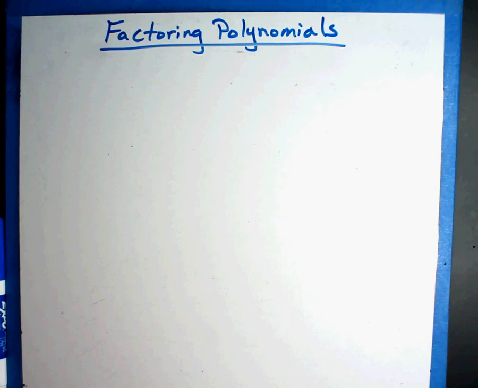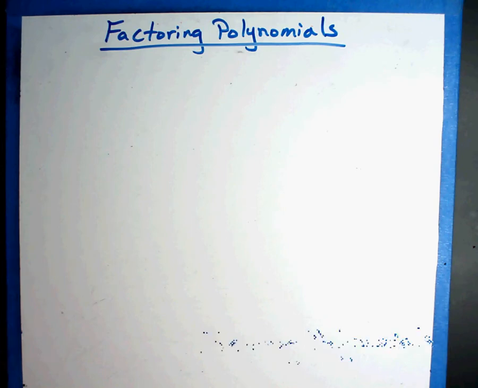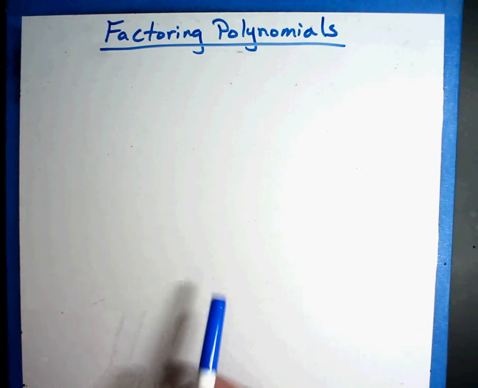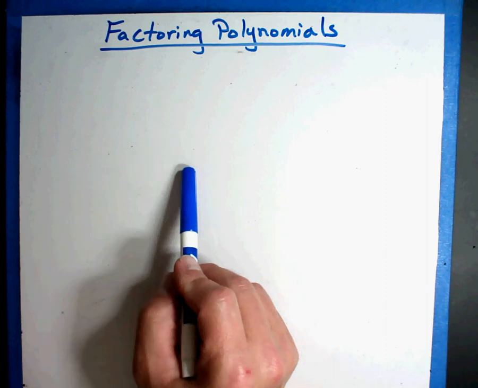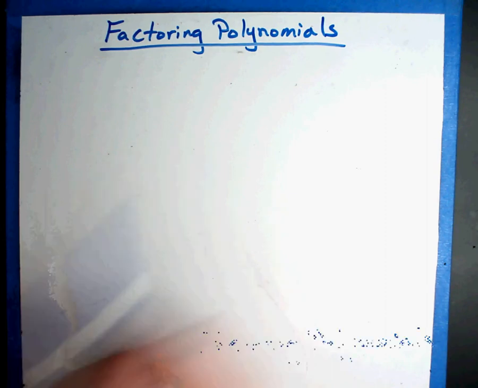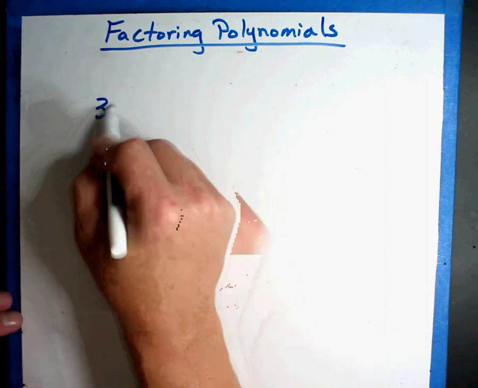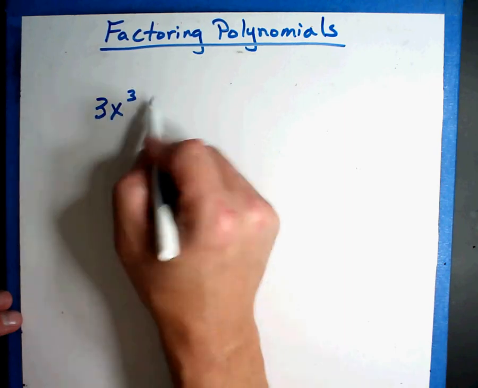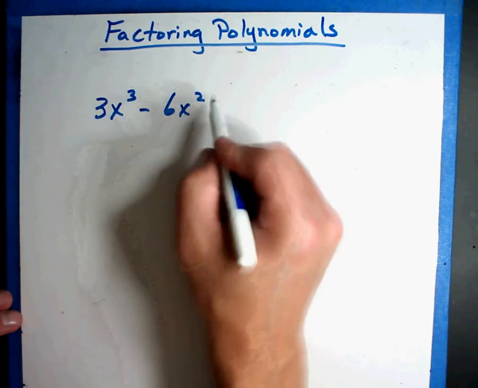Alright, in this video we're going to learn how to factor polynomials. Now if you've been following the videos that I'm doing, you're going to find that this is nothing but the reverse of what we were just doing. Let me show you how to do this. Let's take an example like this. 3x to the third minus 6x squared plus 12x.